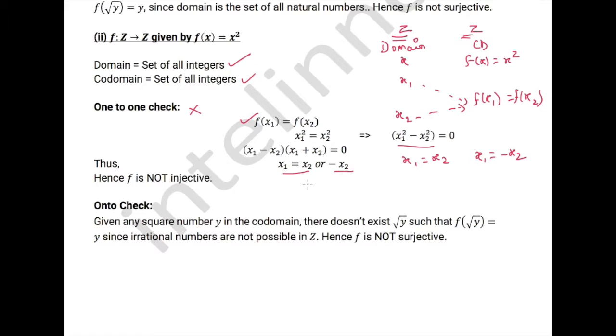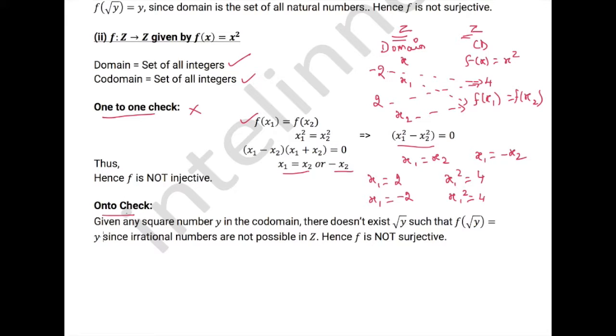Let us take an example and understand this. If I have x1 equal to 2, I'll have x1 square equal to 4. If I have x1 equal to minus 2, I'll have x1 square equal to 4. So in the domain I can have minus 2 and 2, and in the codomain I can have 4. So minus 2 can be mapped to 4 and 2 can also be mapped to 4. So that's the reason why we say one-to-one will not be possible here.